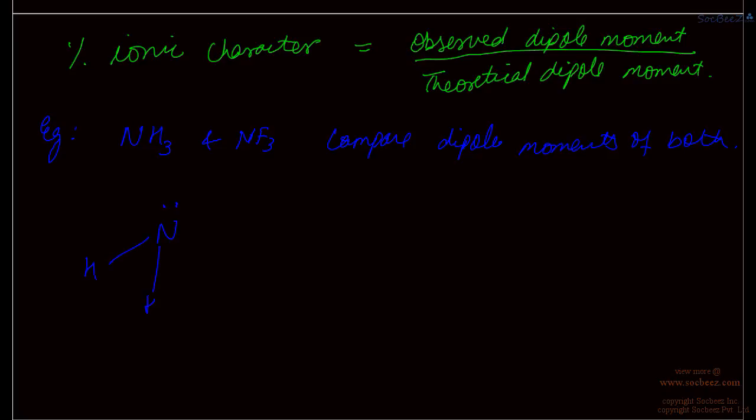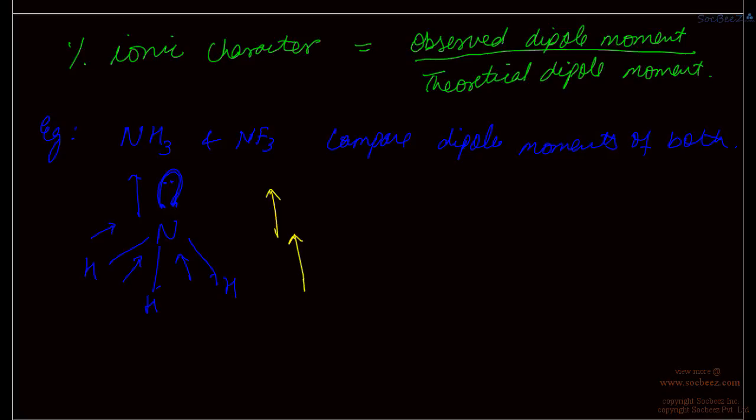The structure of NH3 is somewhat like this. Nitrogen is pulling electrons from here, therefore the polarity of these three bonds is towards nitrogen, and there is one lone pair here, and the lone pair pulls electrons towards itself as well. Therefore the polarity of this lone pair is upwards. Therefore the net dipole moment here is upwards. It is very much upwards.